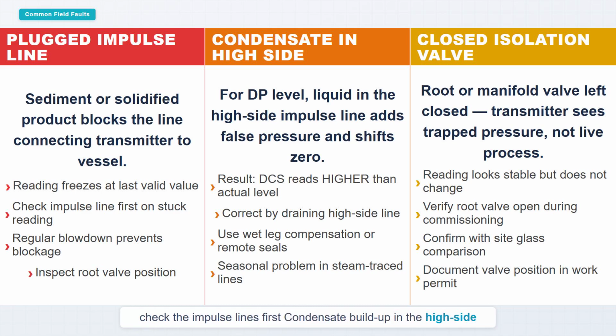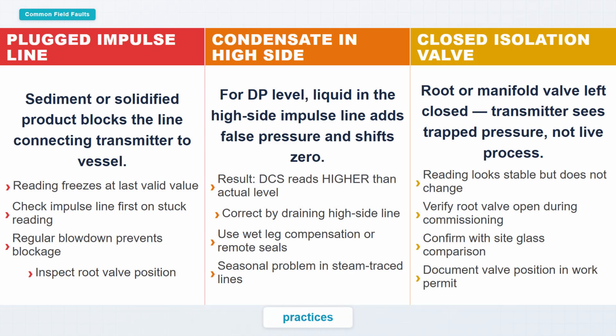Condensate buildup in the high side line on a differential pressure level measurement can shift the zero and cause a high-level error. Regular blowdown of impulse lines and density corrections for liquid changes are essential maintenance practices.